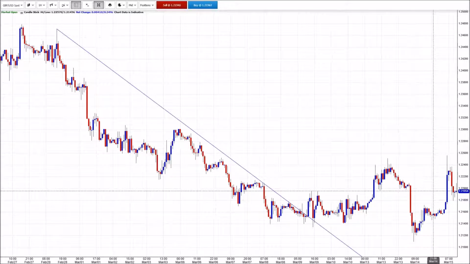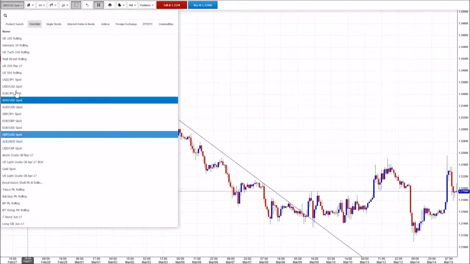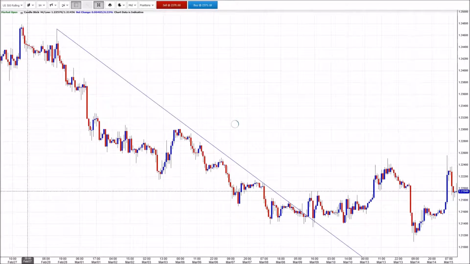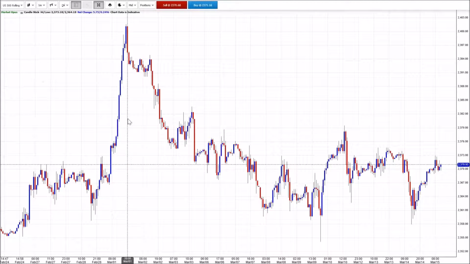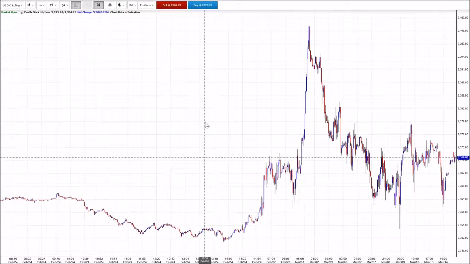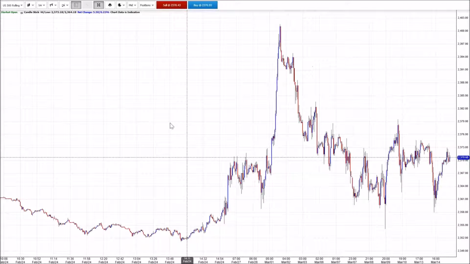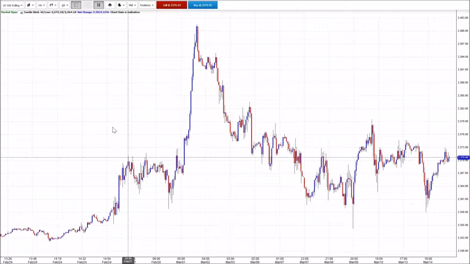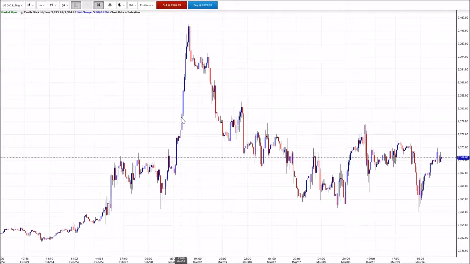But it's having the patience to wait for that sort of setup. And just because a trend line breaks doesn't mean that it's necessarily the end of that trend. Let's take a look at some of the US markets. There's been, again, an interesting setup, I think, in the S&P. So this is the S&P 500. We'll have a look at the bigger picture in a minute.